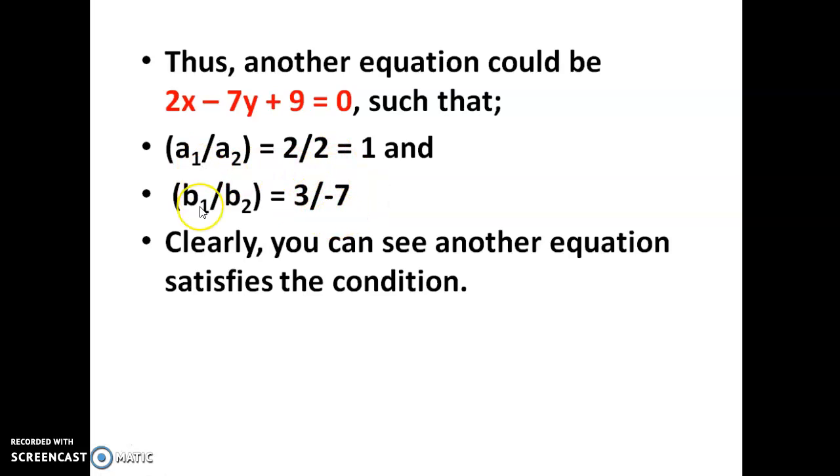So A1 and B1 are the given linear equation coefficients. A2 and B2 are our own imaginary linear equation. So you take them such that it should not be equal to A1 by A2. These two have to be not equal. It's your own wish.